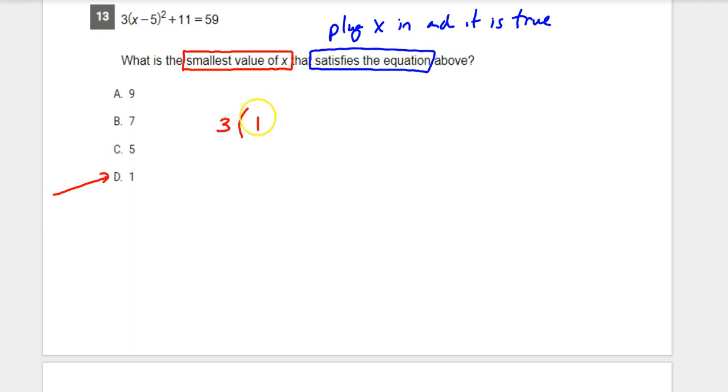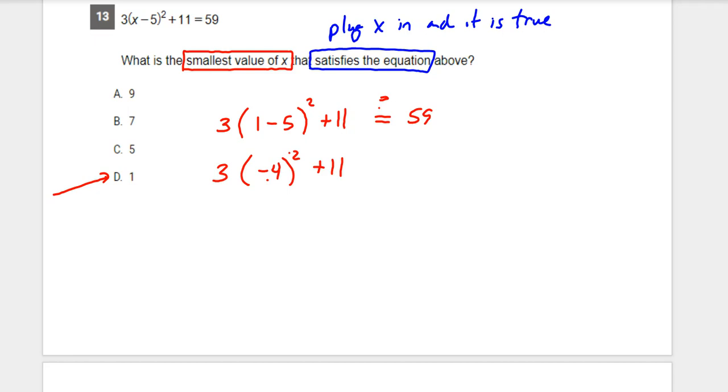3 times 1, take away 5 squared, plus 11. I'm asking myself, does it equal 59? If it does, then that's the smallest x over there. So I do order of operations. I do parentheses first. And then I got to do exponents. So a negative 4 times itself.